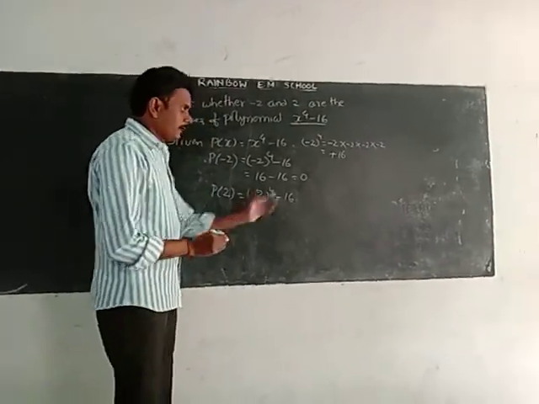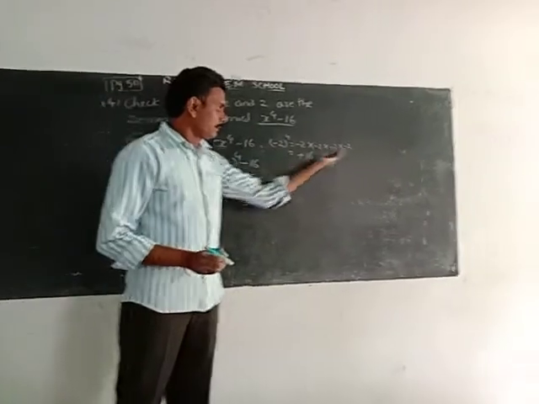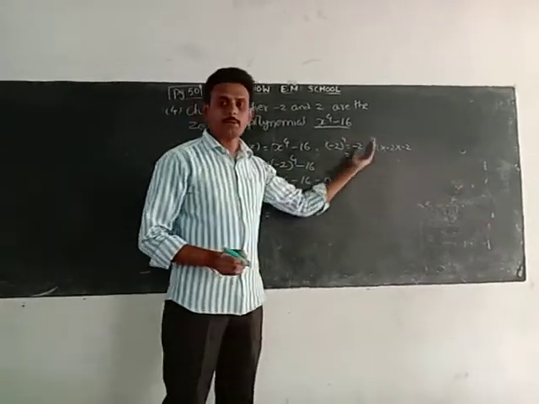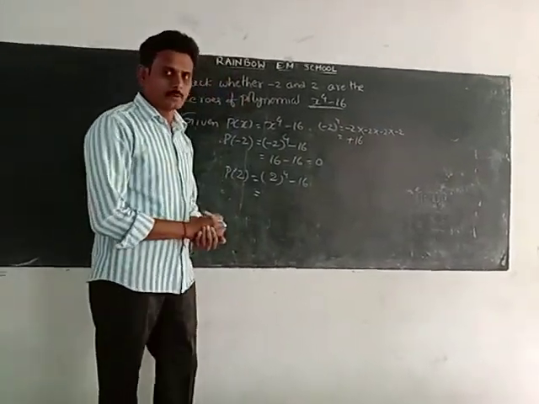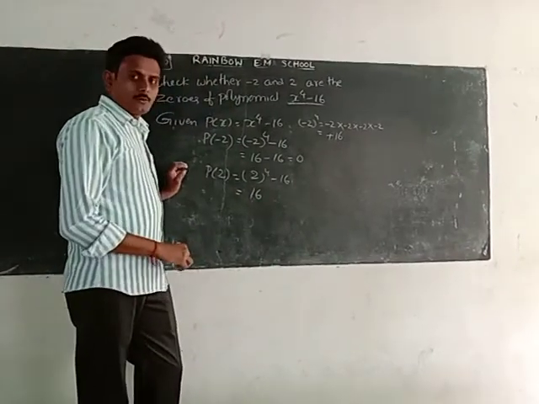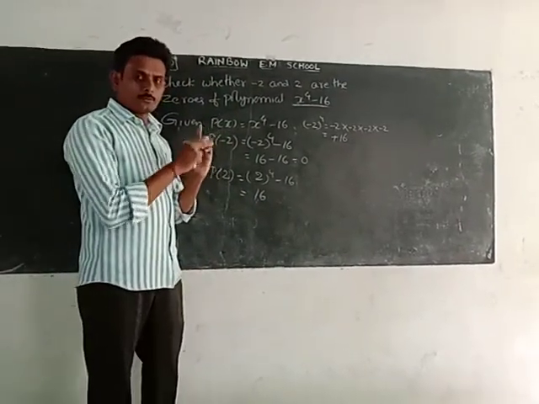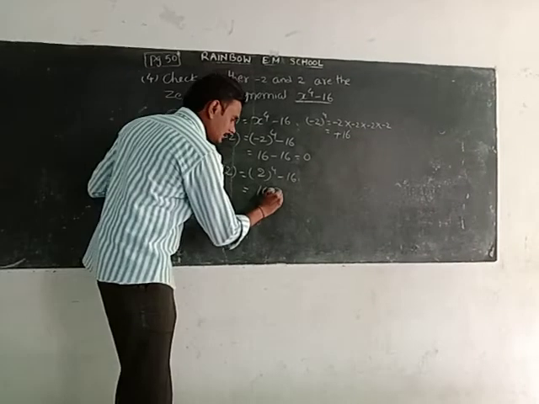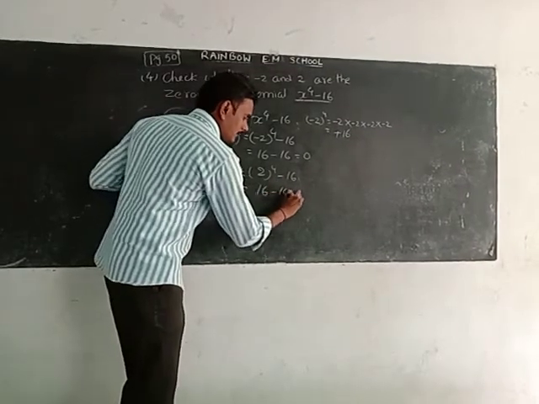Okay, 2 power 4 value. Similarly, we multiplied, but here plus is there. So 2 multiplied, you simply have to take 4 times. Okay, 16 will come. 2 2s are 4, 4 2s are 8, 8 2s are 16. 16 minus 16 is 0.